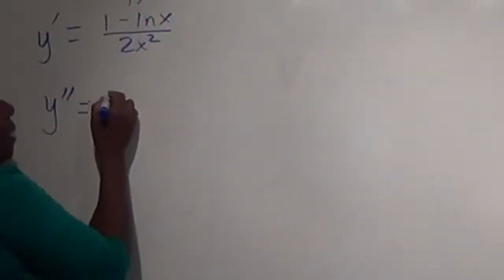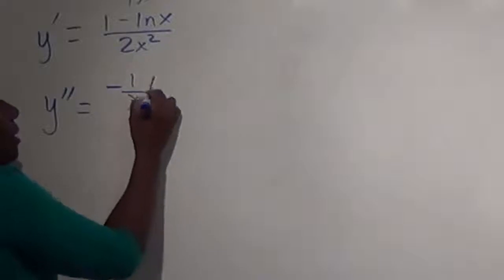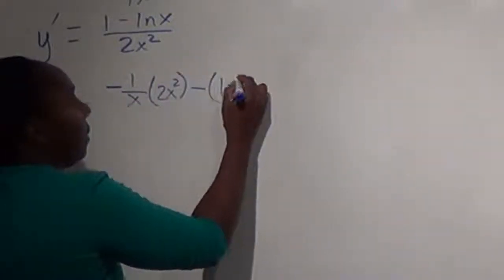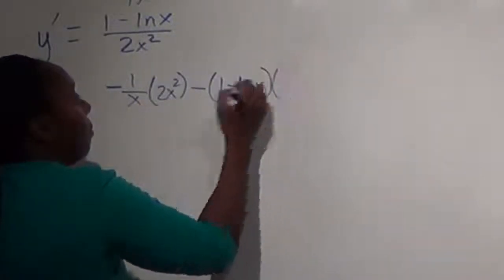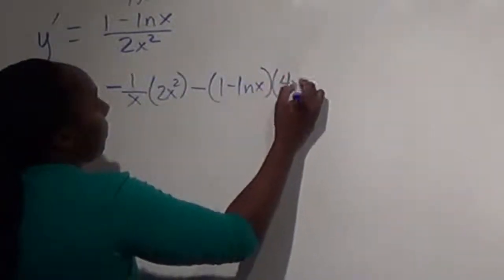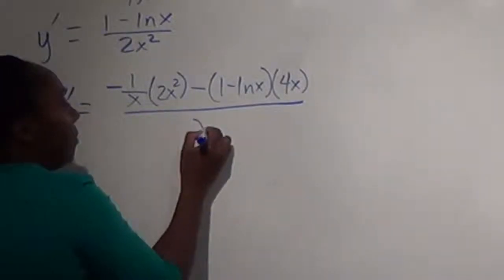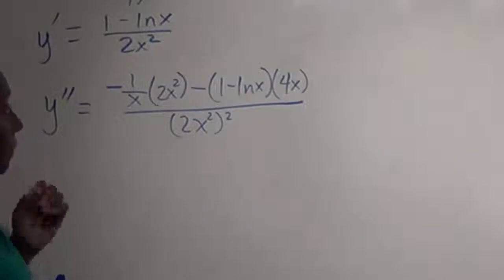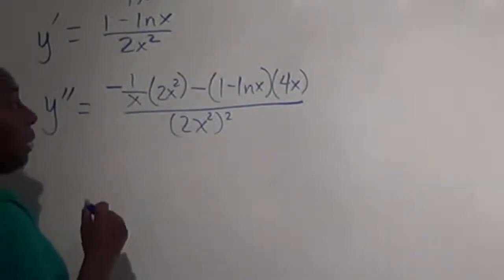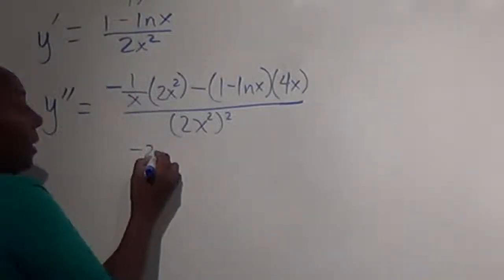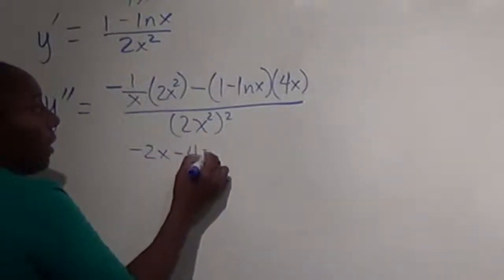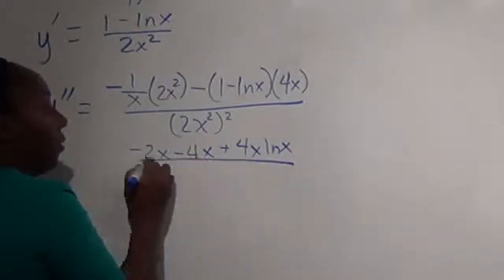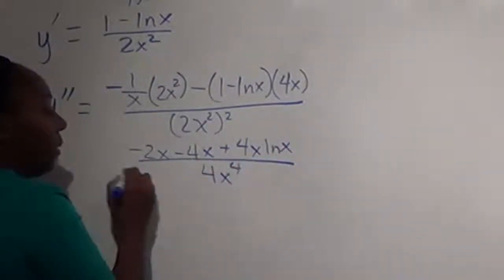So derivative of the top, which is going to look like a negative 1 over x, times the bottom minus the top times the derivative of the bottom, all over the bottom squared. Okay. Again, we'll clean it up. So we'll get a negative 2x minus a 4x plus 4x ln of x all over 4x to the fourth.